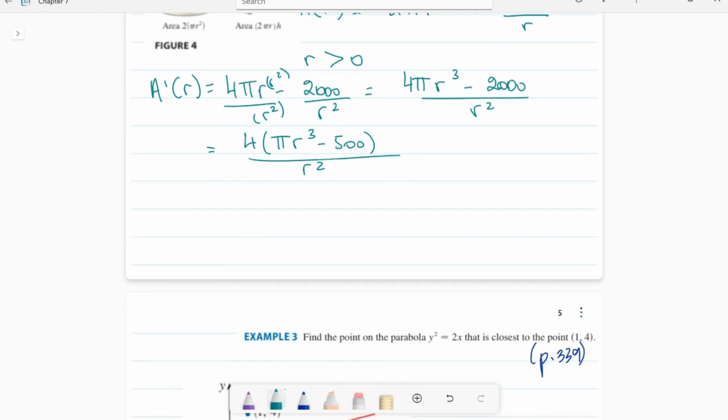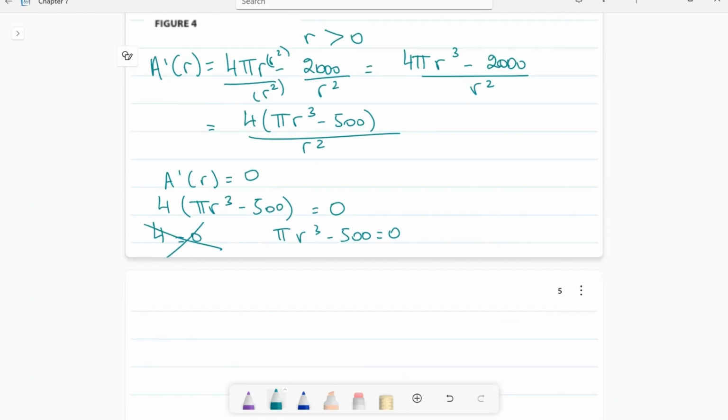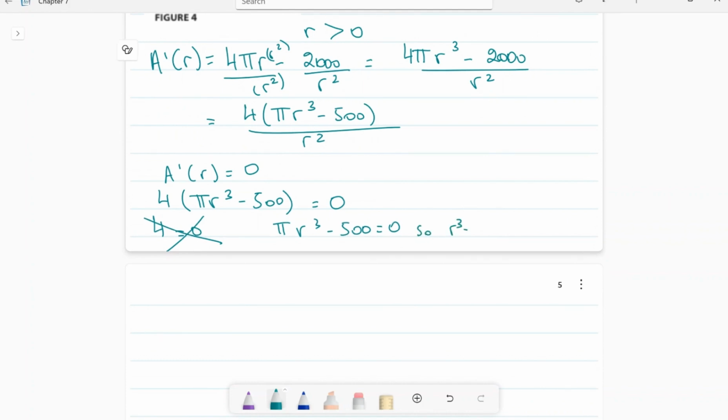Now, let us solve this derivative equals 0 as we did before. If we solve the derivative equals 0, this means in a fraction, it's always the numerator of the fraction that is 0. So, of course, 4 is not 0, so pi r cubed minus 500 is 0. So r cubed is 500 over pi. So r is the cubic root of 500 over pi.